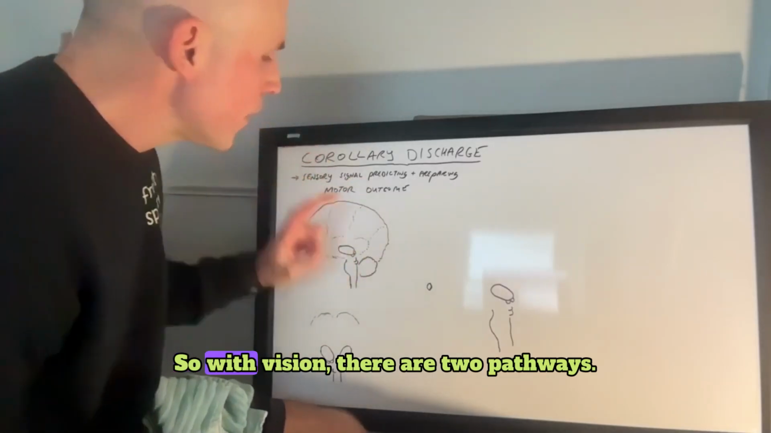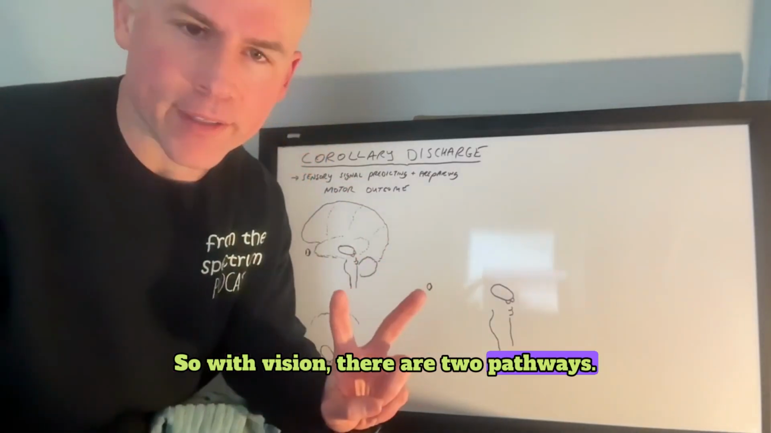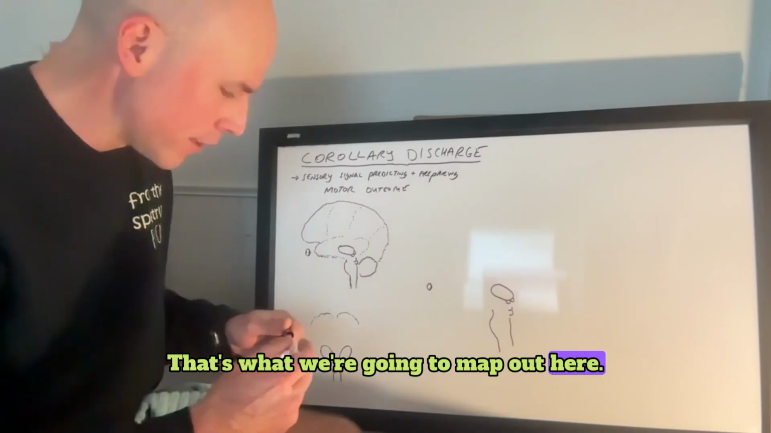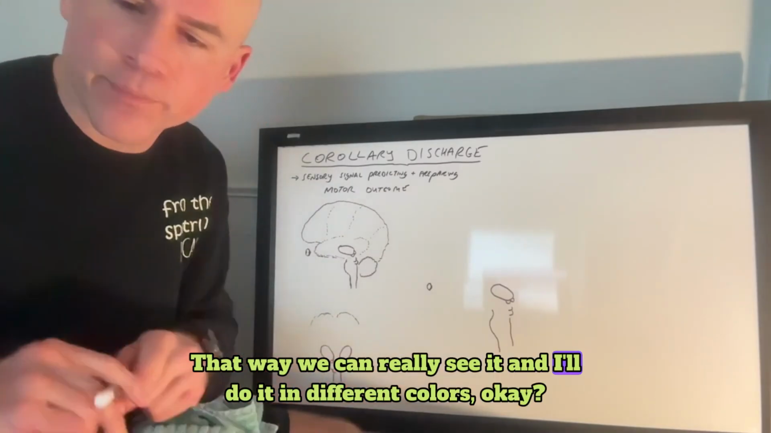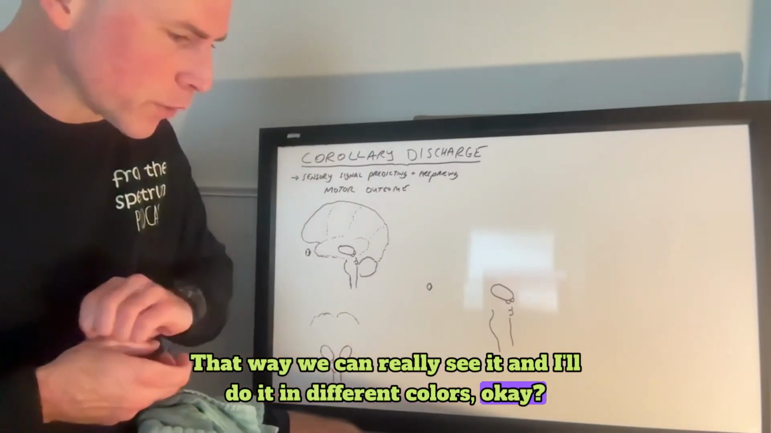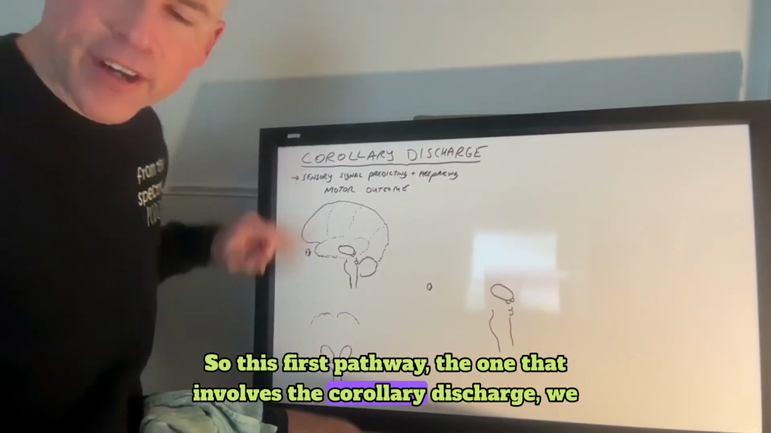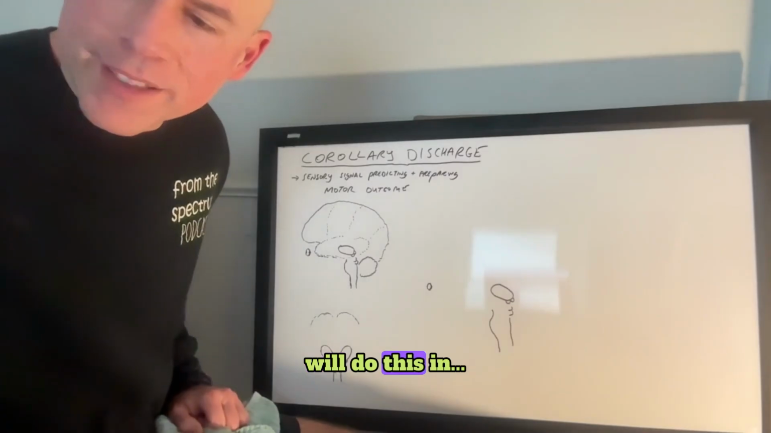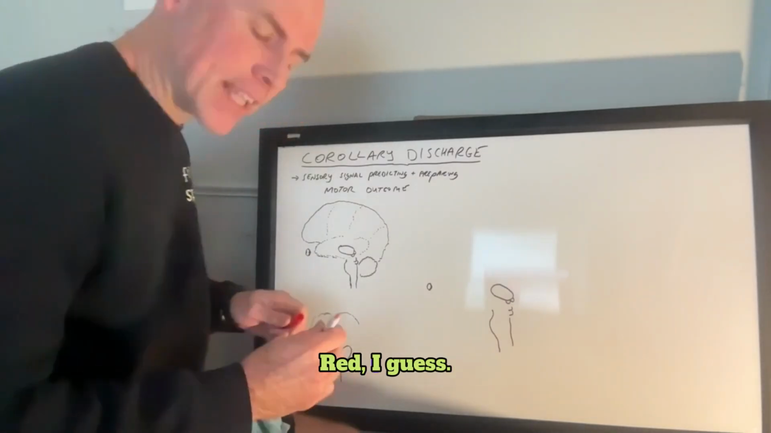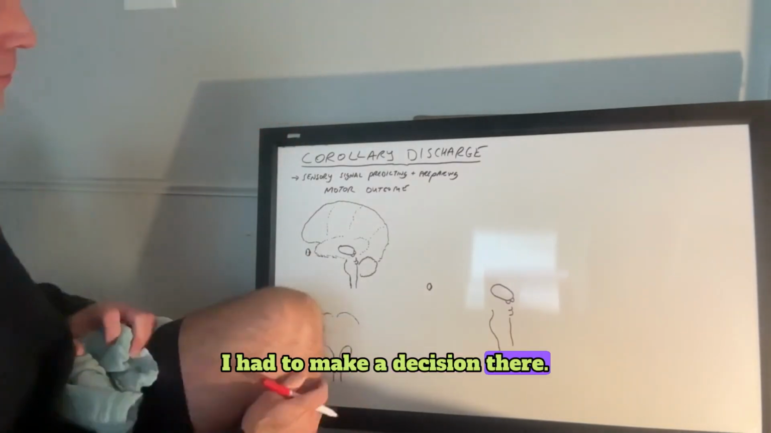So with vision, there are two pathways. That's what we're going to map out here. That way we can really see it. And I'll do it in different colors. Okay. So this first pathway, the one that involves the corollary discharge, we will do this in red, I guess. I had to make a decision there.